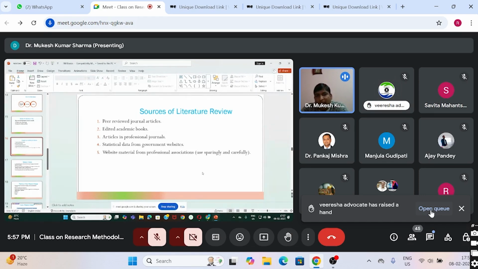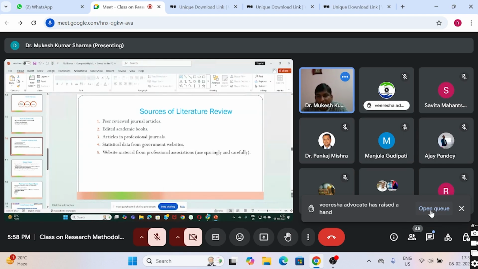And where will you get it from? Go through peer reviewed journals, edited books, articles, statistical data from government websites, and professional sources. Like if you are from law, go through the Supreme Court notifications. If you are from accounting and statistics, go through the Government of India MOSPI website, the statistical website. If you are from banking, go to the RBI website. Okay, so these are some professional bodies where literatures are available.